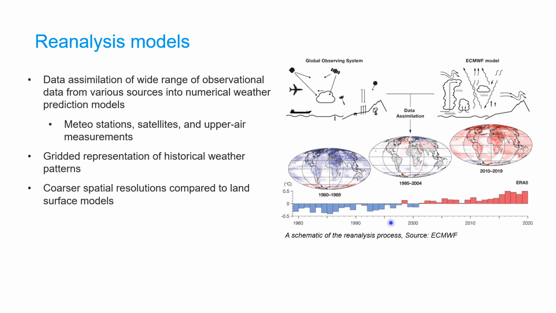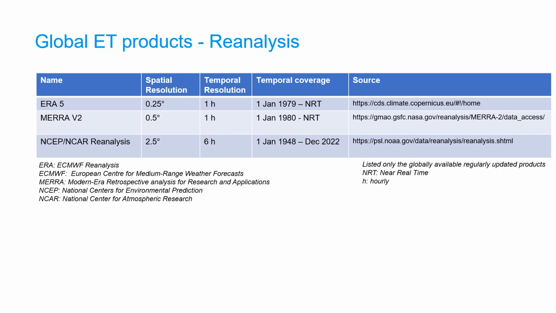The outputs from these models are generally at a coarser spatial resolution compared to land surface models. The table here lists the major reanalysis products available as open access in public domain. The spatial and temporal resolution and the temporal coverage, along with the source where these data sets can be downloaded, are listed in this table.